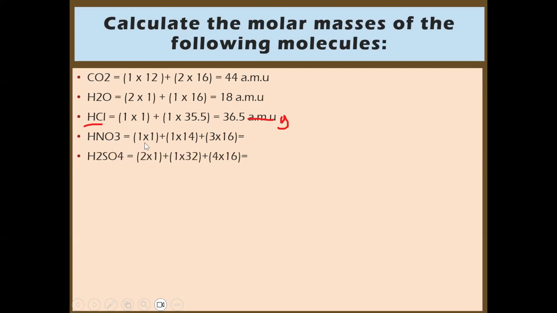HNO3. We have 1 H, 1 N, and 3 O's. So we multiply the number of atoms of every element by the atomic mass of that atom, added to the molar mass of the second atom, added to the molar mass of the third atom. Since we have 3 oxygens, we multiply the atomic mass of oxygen by 3, and you get the result in grams.